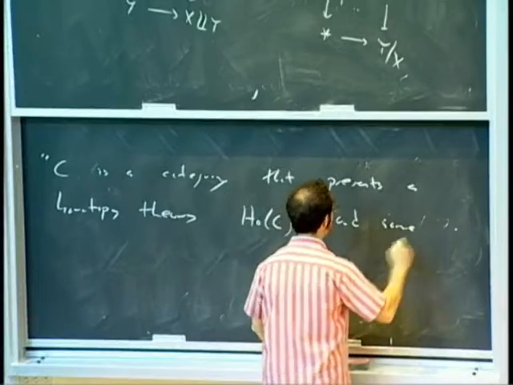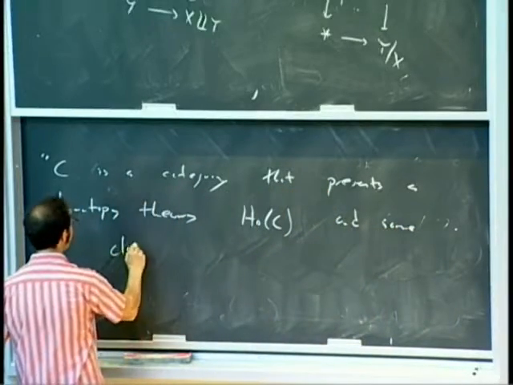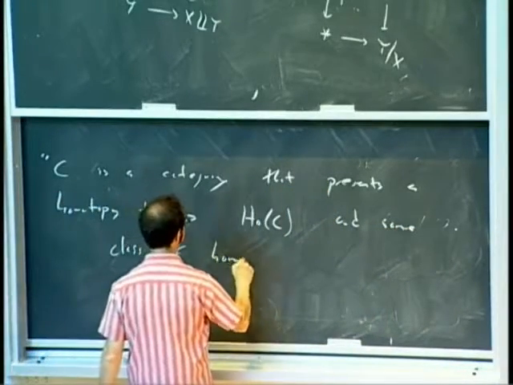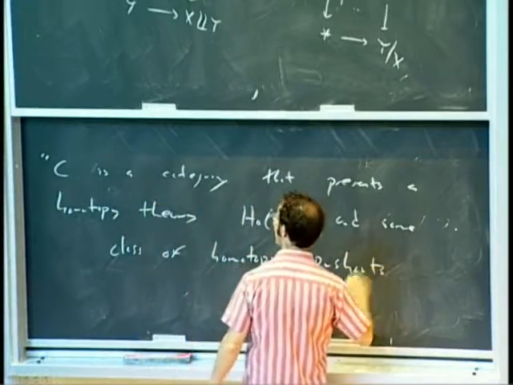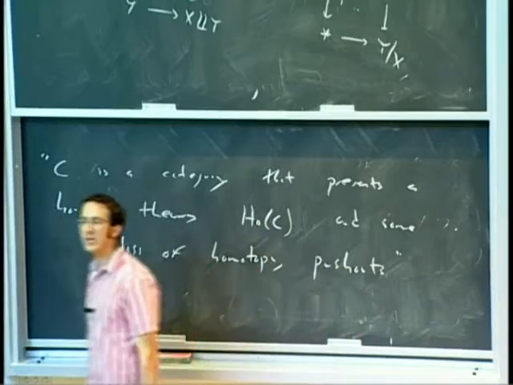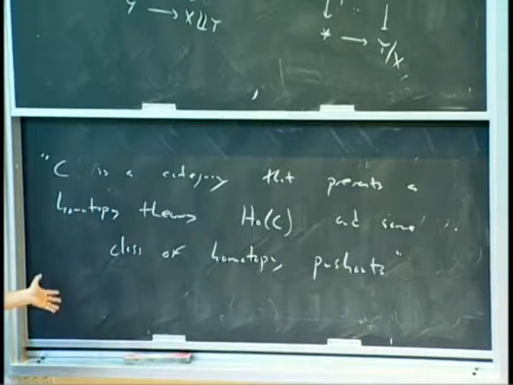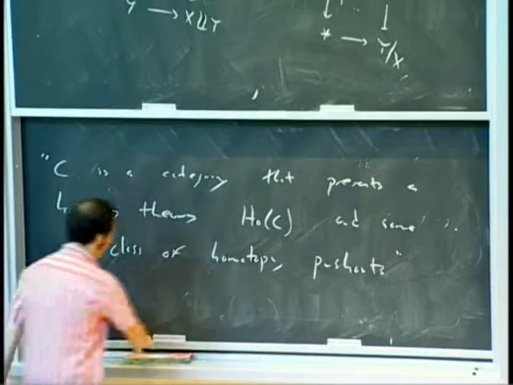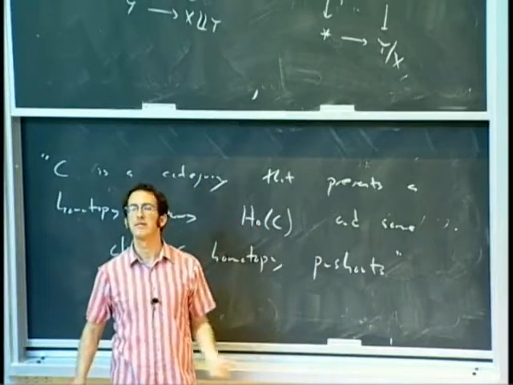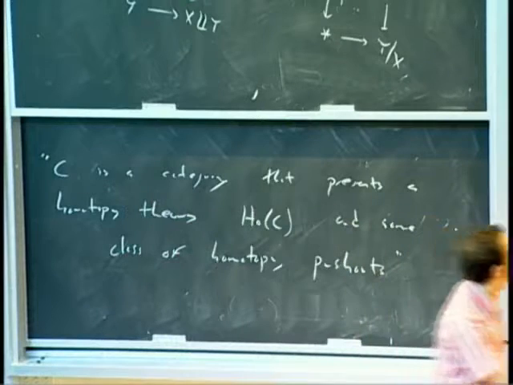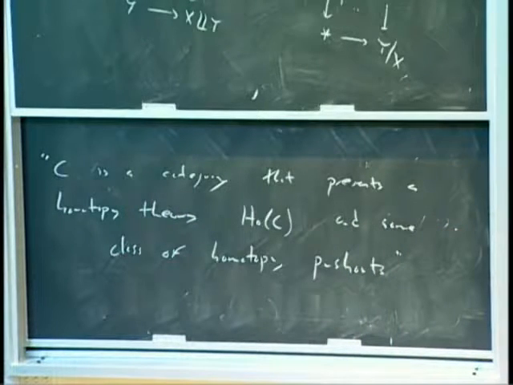and some class of homotopy pushouts. This is a good slogan because there are lots of ways to present that data. And any way you present that data, you are entitled to build algebraic K-theory if you are sufficiently ingenious. Okay, so let me give you some examples and then make a comment.